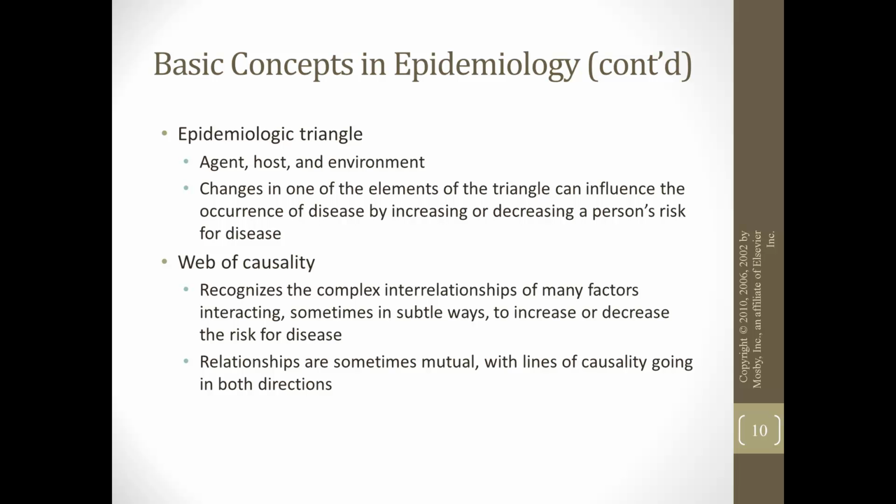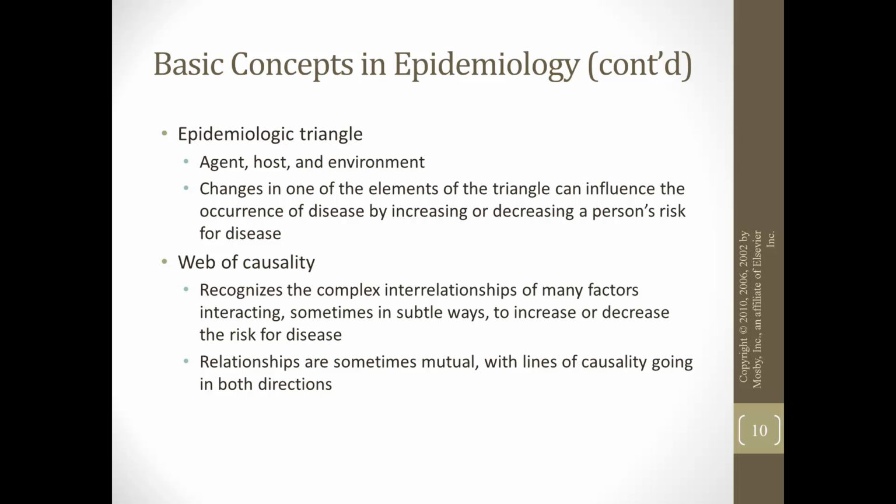Under epidemiology, the triangle is important. I would know this term. There are things like agent, host, and environment. When you're looking, as a nurse or as anyone, at how a disease happens, you're going to look at what's making them sick, who's getting sick, and what's the environment around.